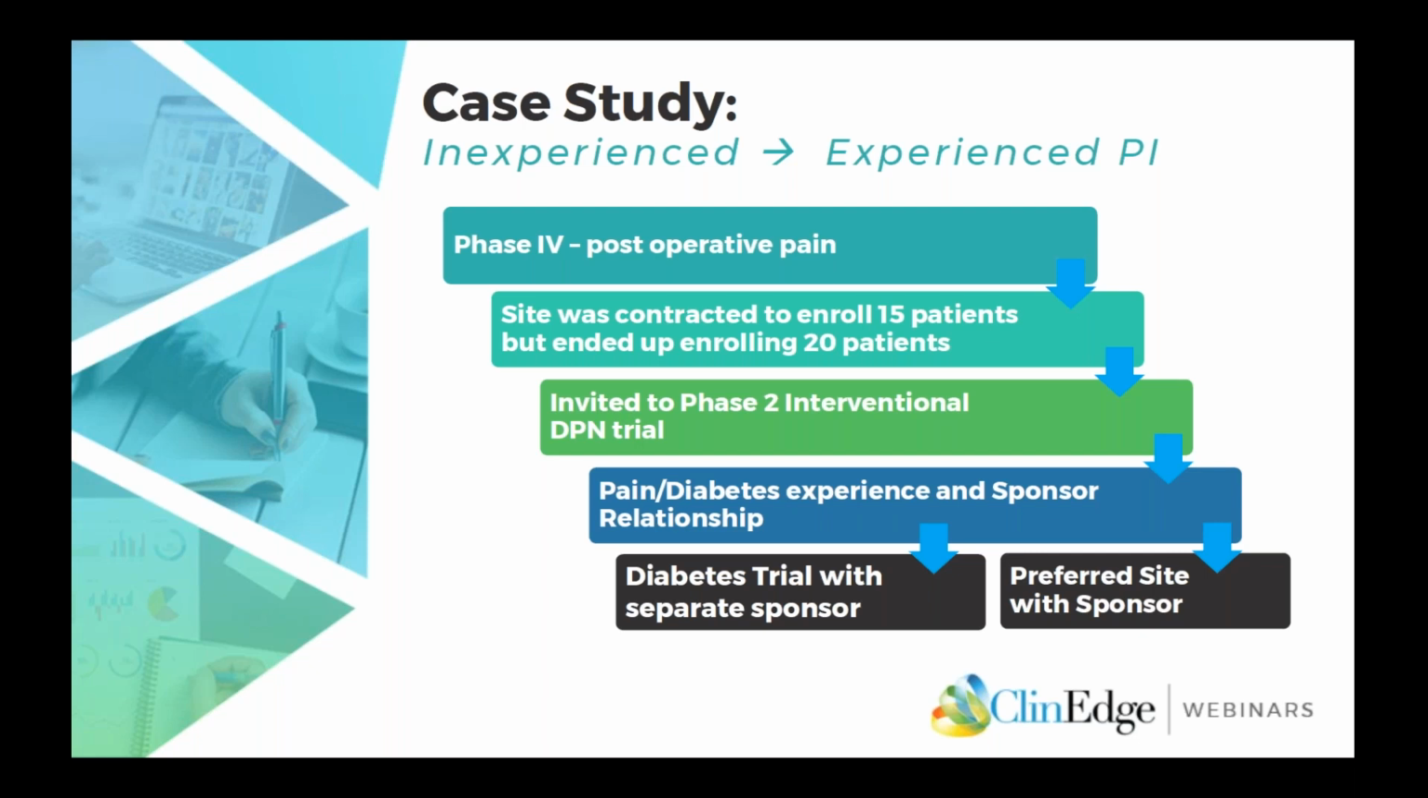They actually invited them to a phase 2 interventional DPN study that they had ongoing. Essentially, this overcame our barrier of building the site's and the PI's CV, this research naive PI's CV. He's now got 2 trials under his belt in the pain world and the diabetes therapeutic area, and he's got the sponsor relationship. Recently, talking to his site, we know that they were a preferred site with the sponsor now, and they also recently landed a diabetes trial with a separate sponsor, utilizing the fact that they've worked with diabetes in the past in the DPN trial. They've had a little diabetes experience.